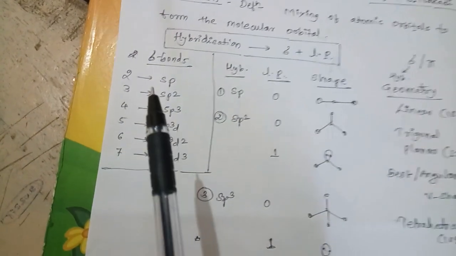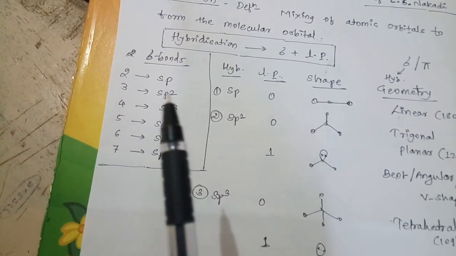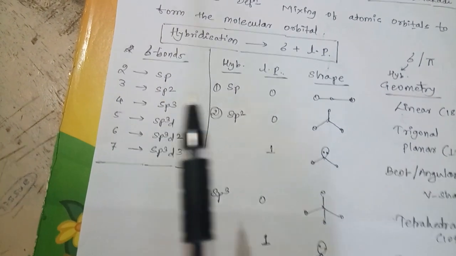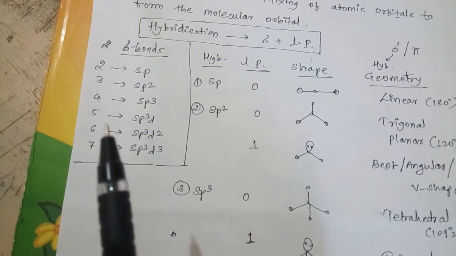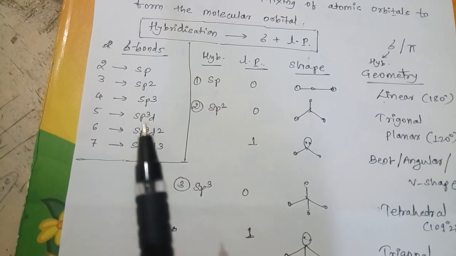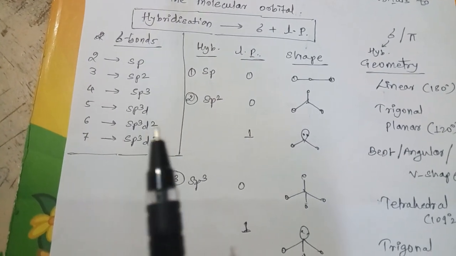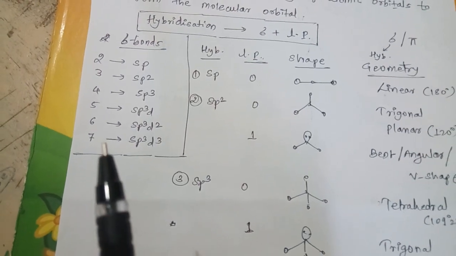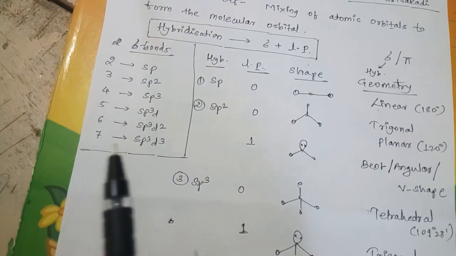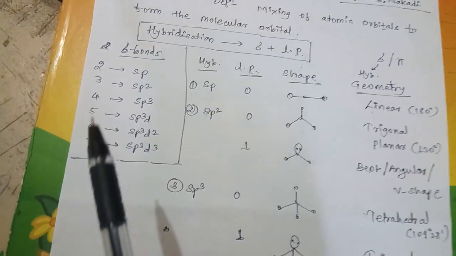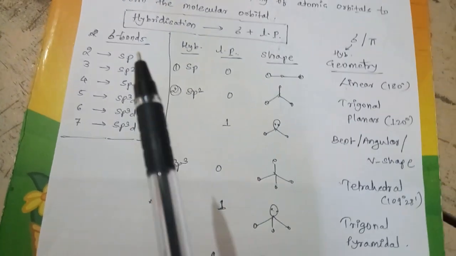If two sigma bonds are present, then there is formation of sp hybridization. Three sigma bonds, sp2 hybridization. Four sigma bonds, sp3 hybridization. Five sigma bonds, sp3d hybridization. If there are six sigma bonds, sp3d2 hybridization. If seven sigma bonds, sp3d3 hybridization. So based on the number of sigma bonds present, these are the hybridizations possible.